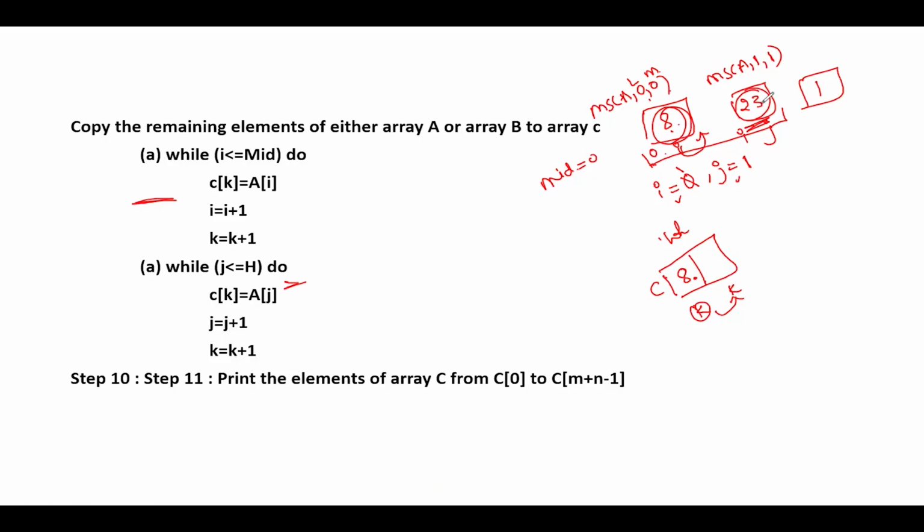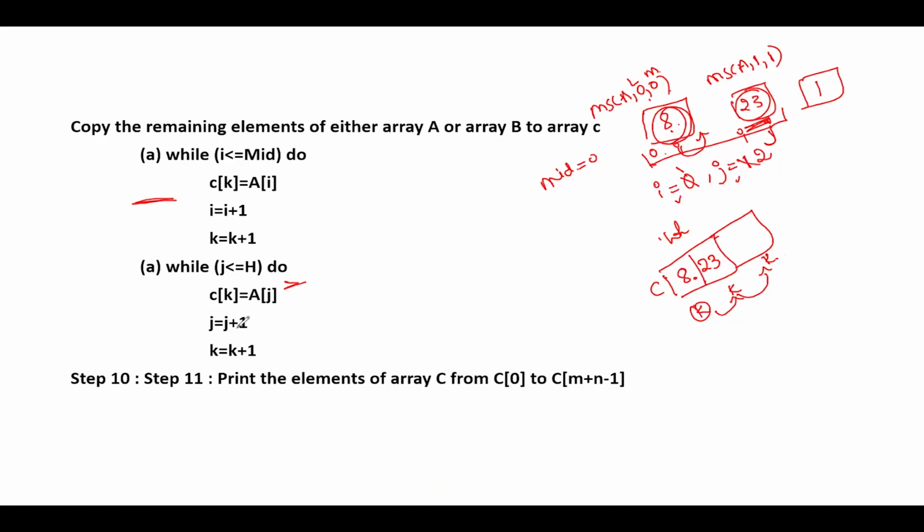Next, I'm going to check the other array, where I'm checking while J is less than or equal to H. Yes, J is still here and it is equal to H. Hence, in that case, what I'm going to do is C of K is equal to A of J. I'm going to copy 23 here, and then J is equal to J plus 1, increase the value of J, and K is equal to K plus 1. I'll simply increase the value of K to the next one.